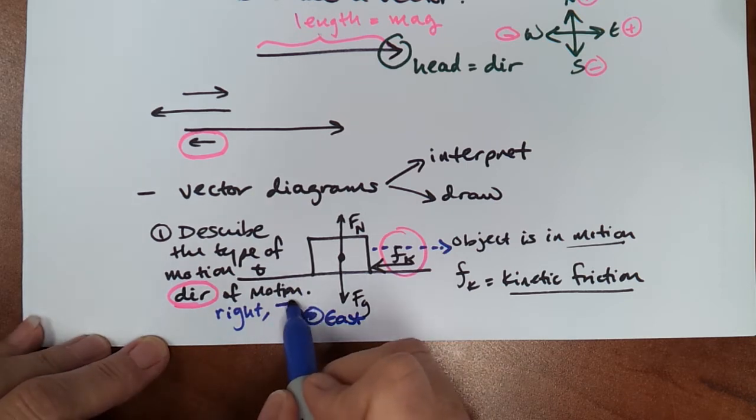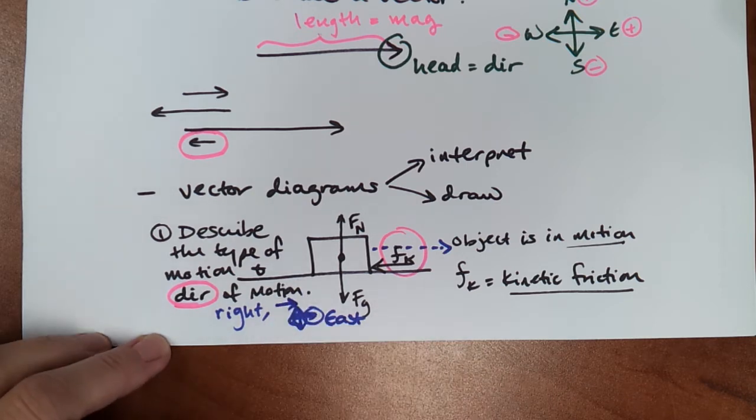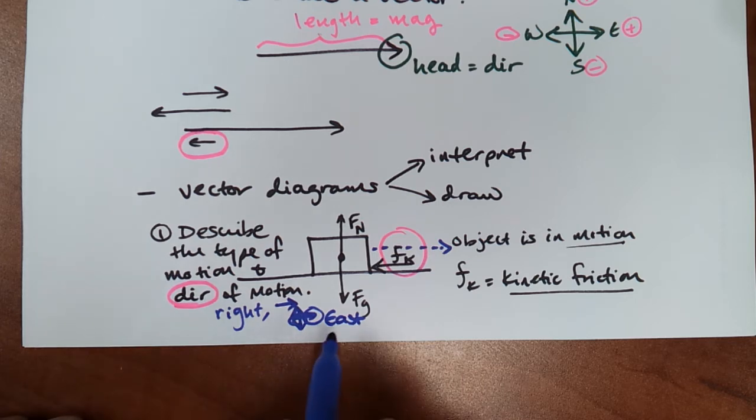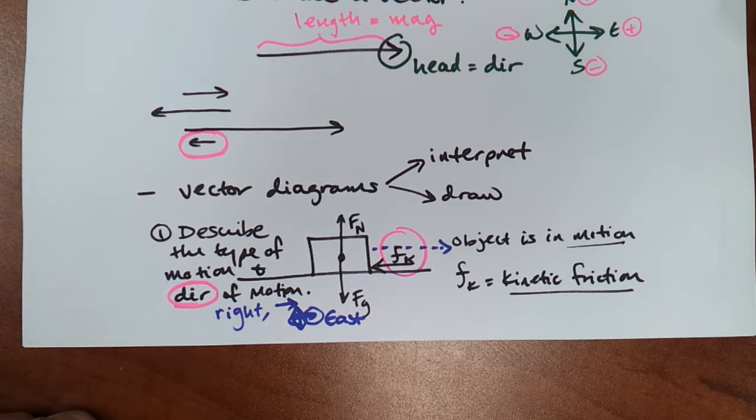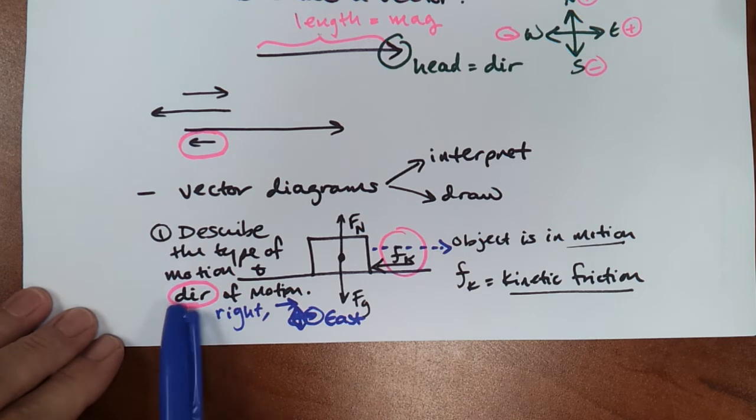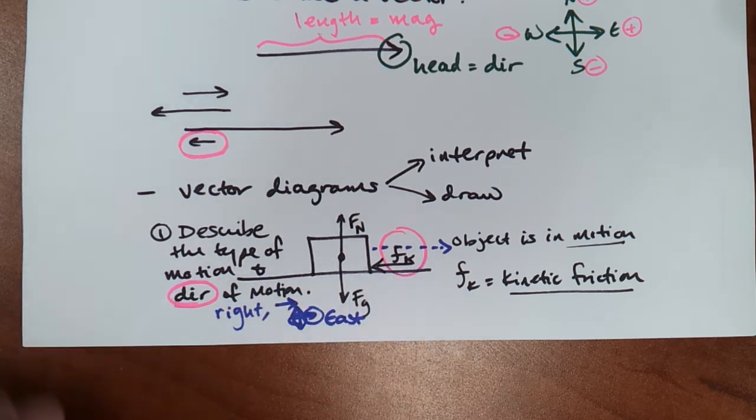Or I can just say this direction. Any of those would be correct, okay? The east has to be dependent on the compass that you draw, right? Because right is not always east, okay? So I know the direction. Now I got to figure out the type of motion.